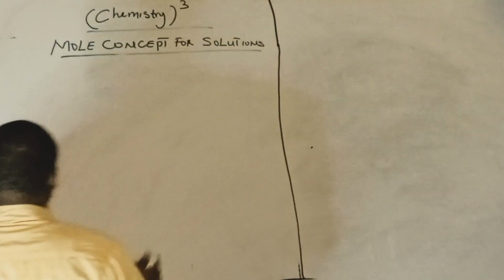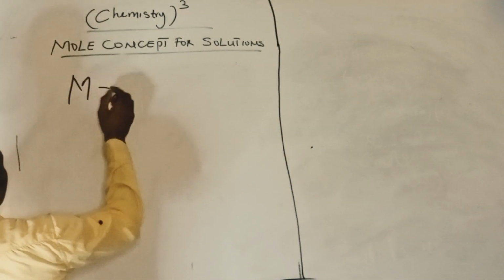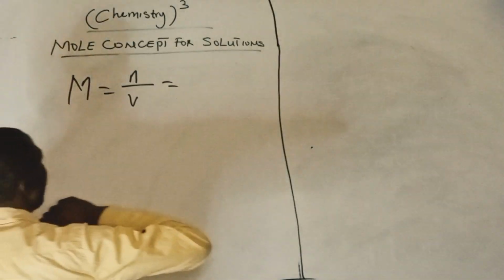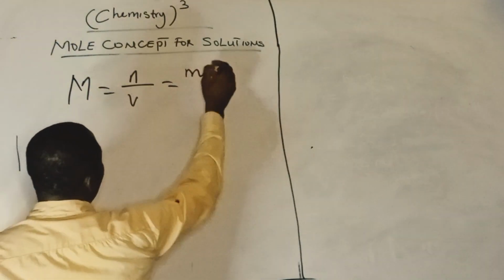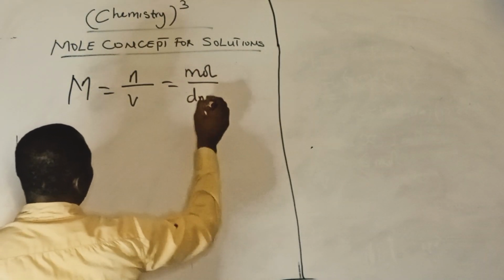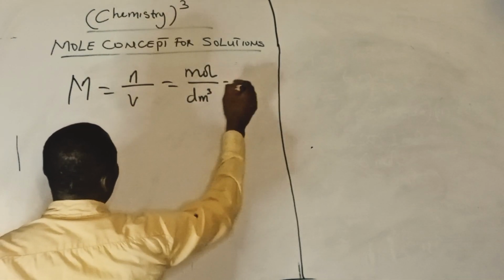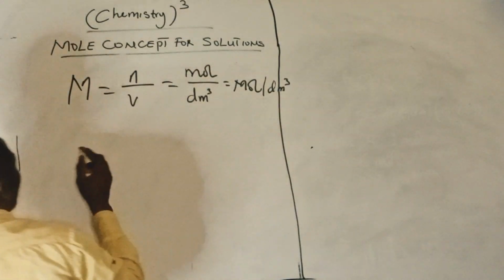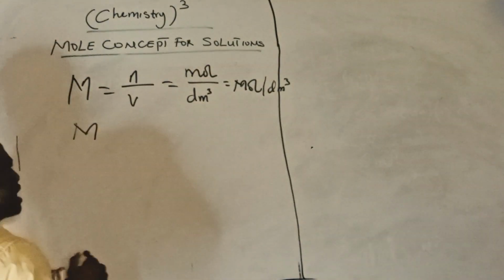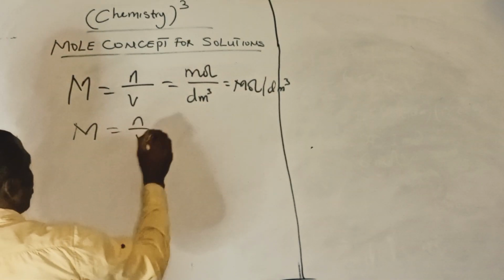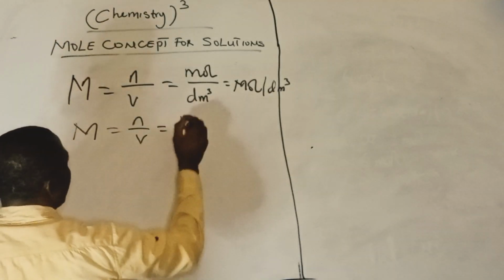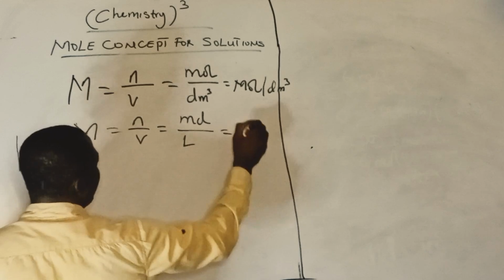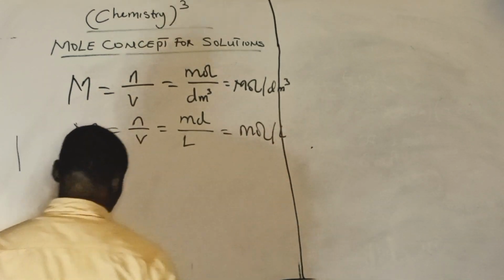All right, what's molarity? Molarity is simply the number of mole over volume. Now, the number of mole is given in mole, and the volume could be in dm³, which will give me mole per dm³. So I can also have that molarity, which is capital M, is equal to number of mole over volume, which I will end up with in mole divided by liters. If it's in liters, it will give me mole per liter.